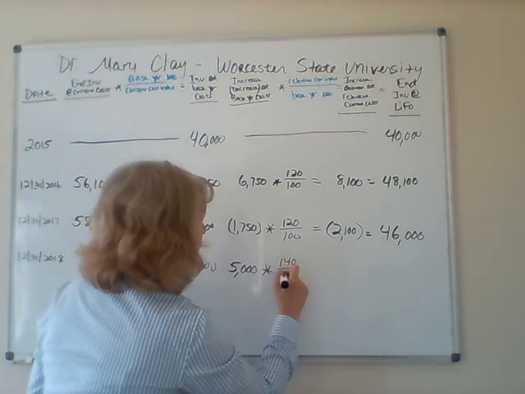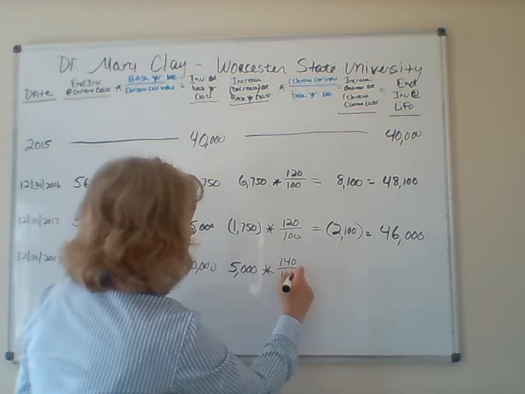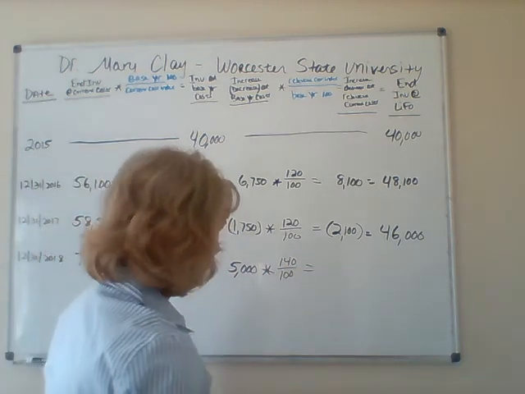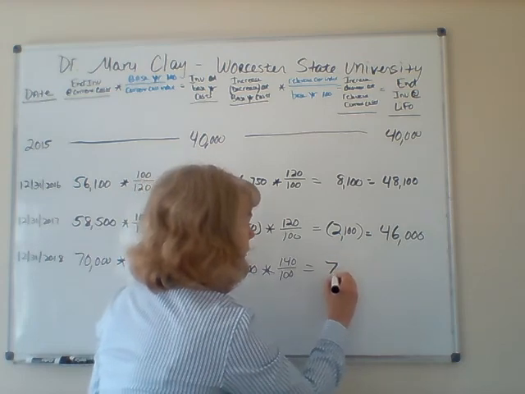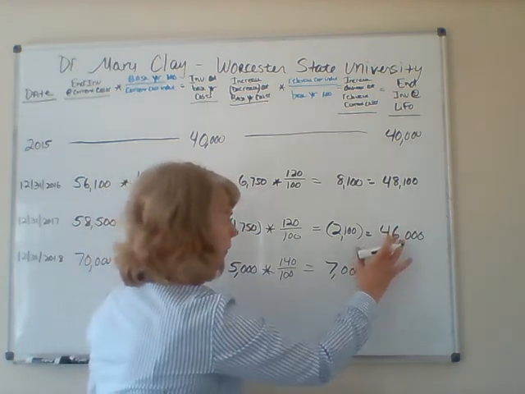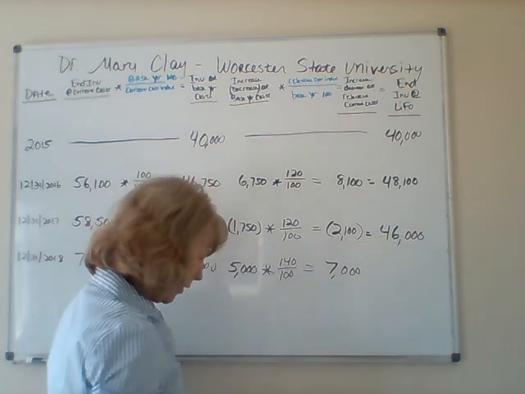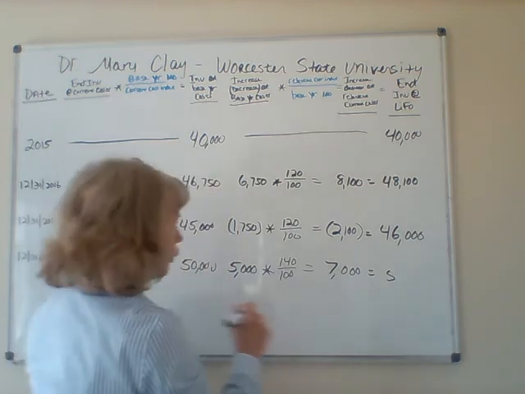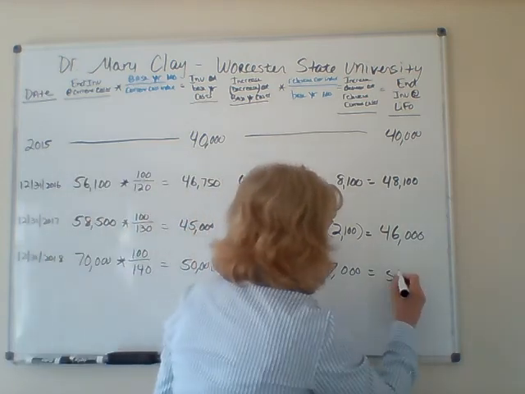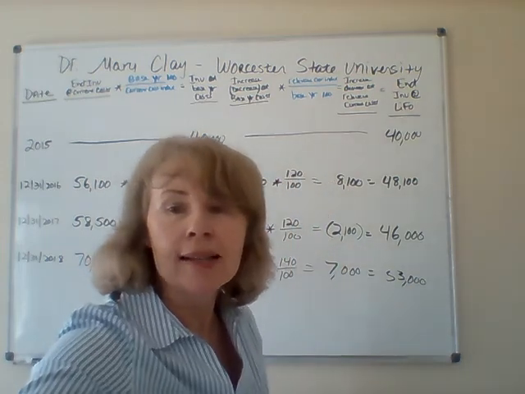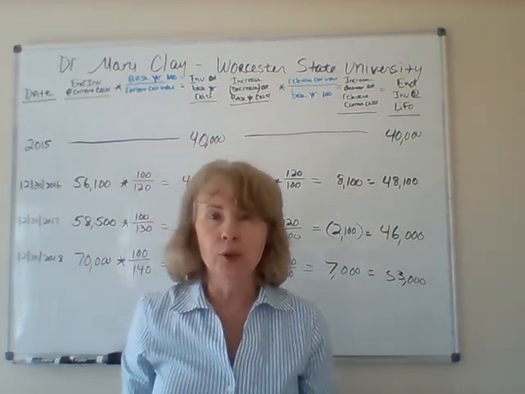140 divided by 100. Multiply it out. 5,000 times 140 divided by 100. That's a positive number. 7,000. Now I'm finally getting there. 46,000 plus 7,000. My final answer, ending inventory for 2018 is 53,000. Okay? And that's it. That's how you do dollar value LIFO.